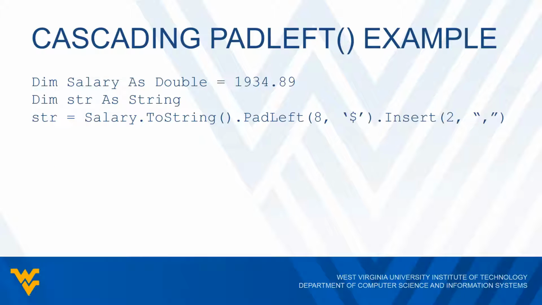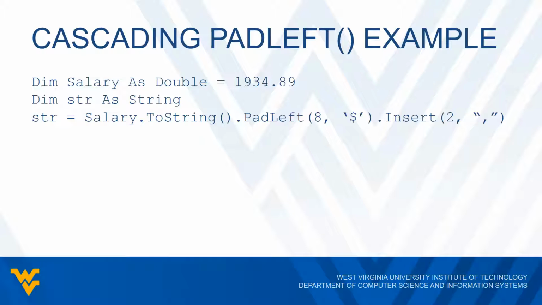Here is another example of the pad left method, and what we see here is we're actually using the same cascading approach that we did with our insert method in the last lecture. So we see that we're going to have a double variable and a string, and we're doing quite a few things in here. We're calling the toString method, pad left, and insert.